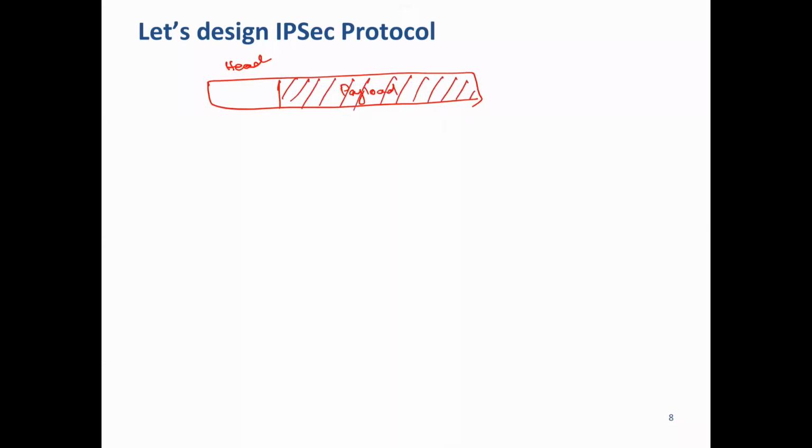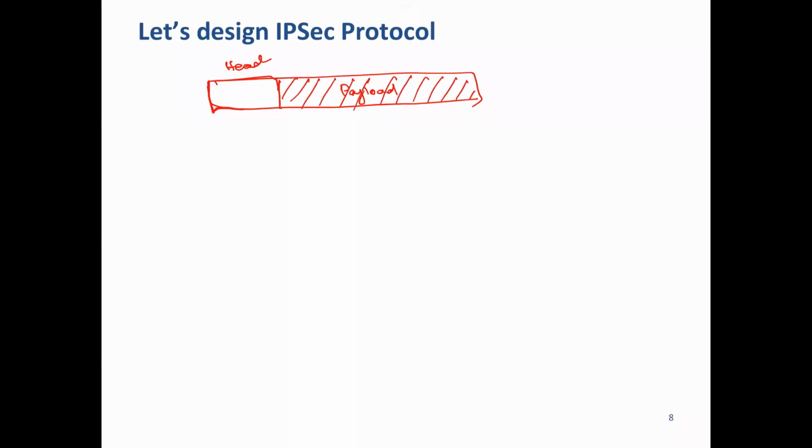Now we have a choice. This is the IP protocol, an IP packet. This is a header, and this is the payload. What we have discussed so far is that we are going to encrypt this, so Bob's machine can decrypt. What else is required? The header is still naked.